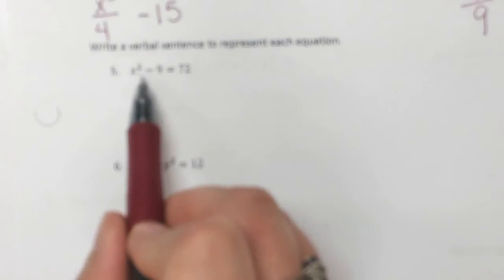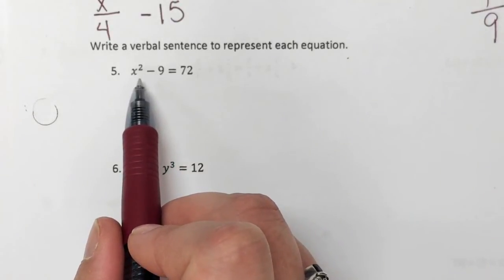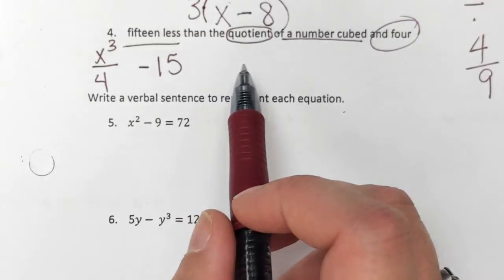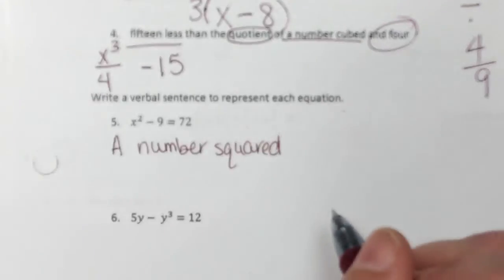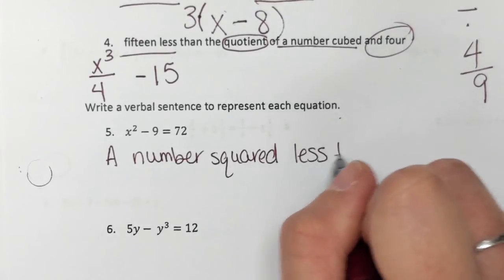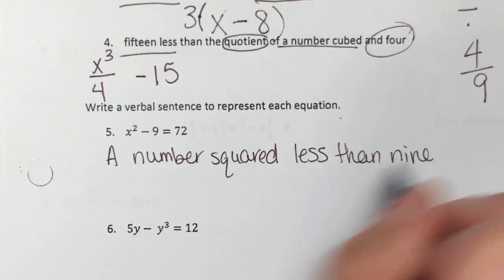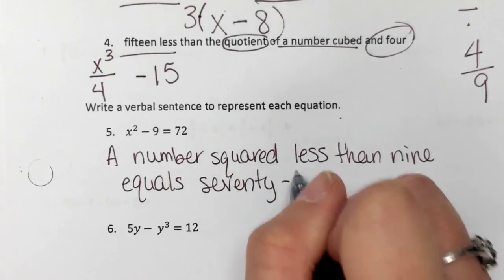Alright, so we've got x squared minus 9, right? So how do we write x squared? Jacob? Well, look back up here. A number squared. There you go. And then you did a number squared what? Less than 9. That's a good way. And you said equals 72? Very good job. Very good.